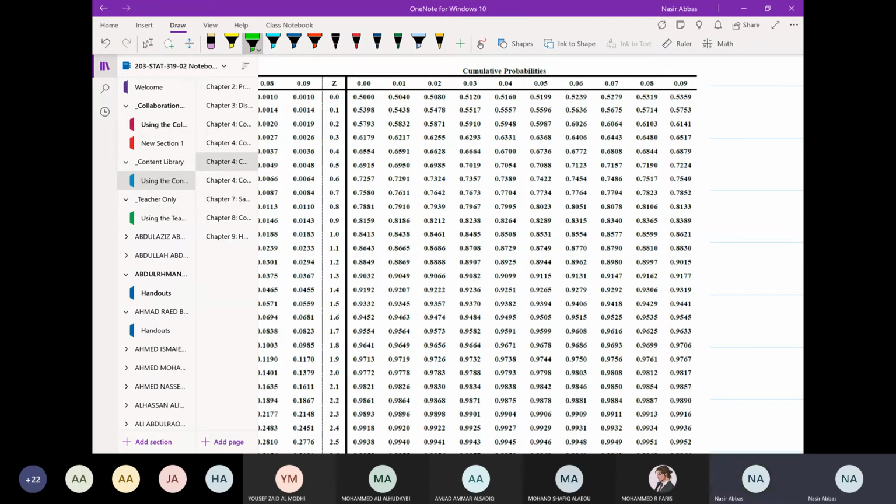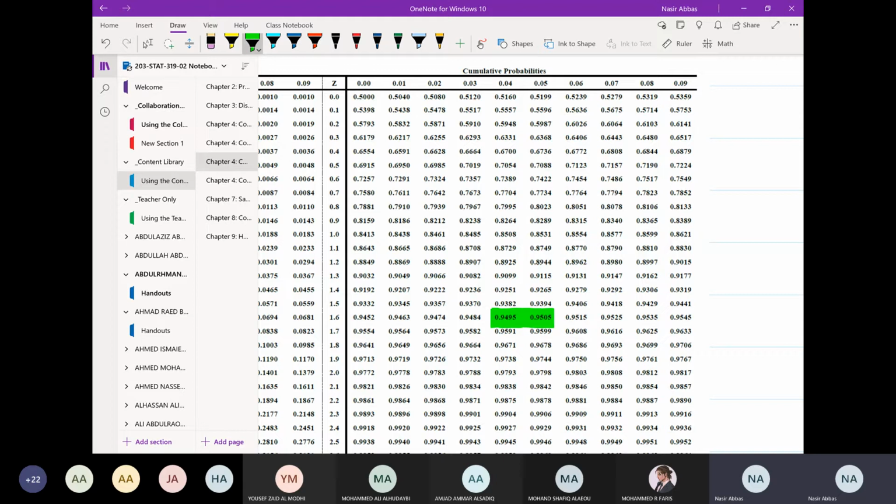Are you able to find 0.95 in the table? It is somewhere around 1.6 something. I found 0.9495 and I found 0.9505. 0.95 is right in the middle. So the critical value I will take is 1.645.